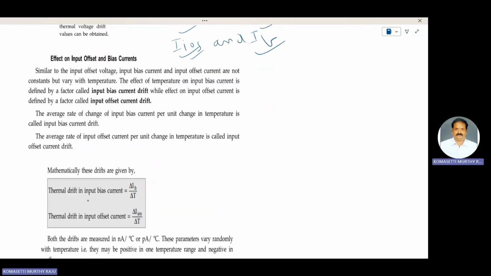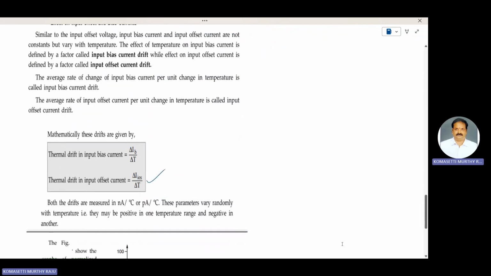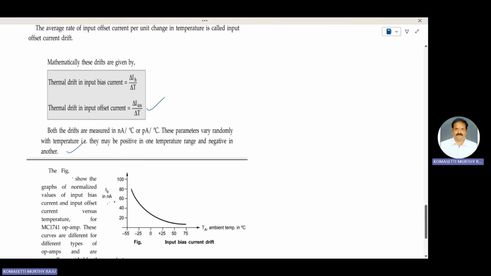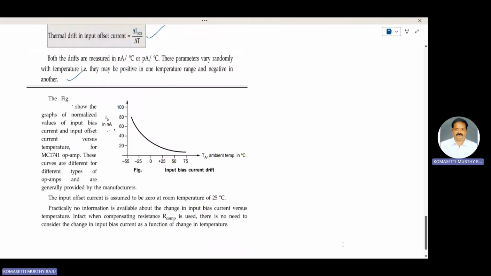Mathematically, these drifts are given by thermal drift in input bias current, delta IB by delta T, and thermal drift in input offset current, delta IOS by delta T. Both drifts are measured in nanoampere per degree centigrade or picoampere per degree centigrade. These parameters vary randomly with temperature. They may be positive in one temperature range and negative in another. The figure shows the graphs of normalized values of input bias current and input offset current versus temperature.